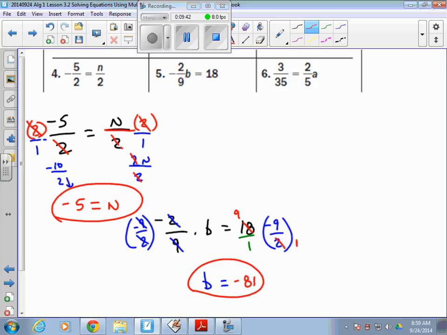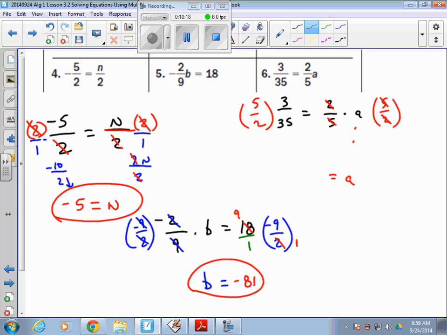And then the same thing is true for the next one. 3 over 35 is equal to 2 over 5 times a. Again, you would undo times 2 over 5 by dividing by 2 over 5. But instead of doing that, you can skip a step and go ahead and multiply by the reciprocal and save you some time. So multiplied by the reciprocal, instead of 2 over 5, 5 over 2 will cancel this out. If you multiply the right side, you'll get a by itself, which was the goal.